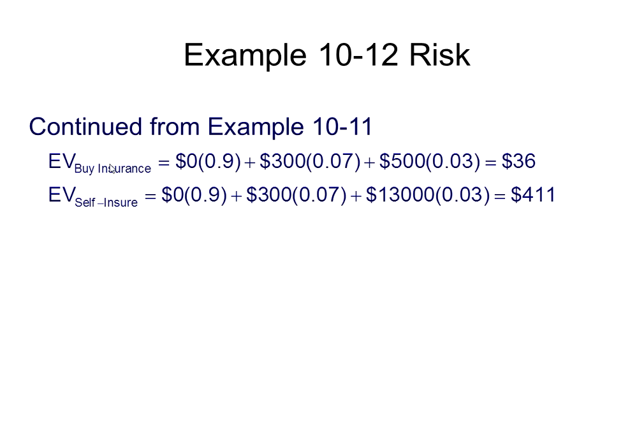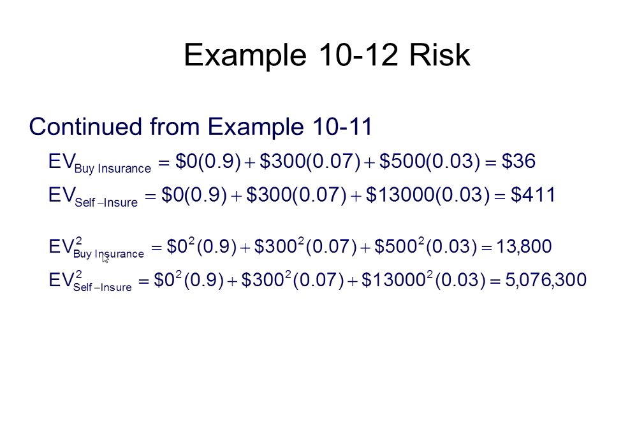So the expected value we calculated, and now the expected value squared. So if using the second formula, we also want the expectation of value squared. So expectation of value squared is here. We have 0 squared, 300 squared, and 500 squared multiplied by the respective probabilities. So that evaluates to 13,800 for buying the insurance, and for self-insuring, again, the same way.